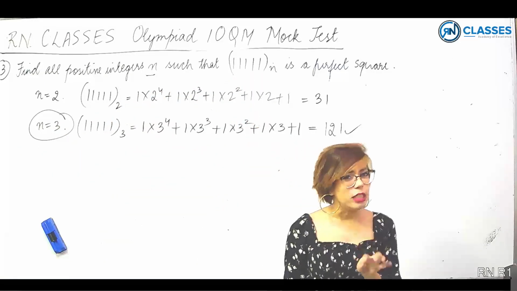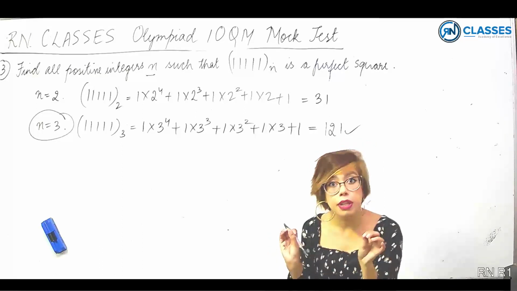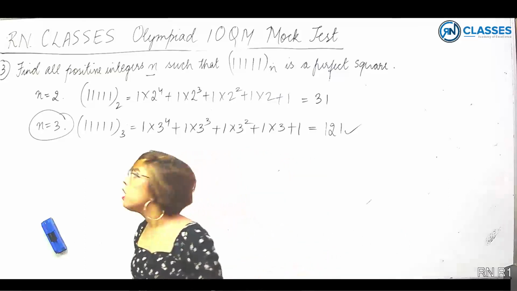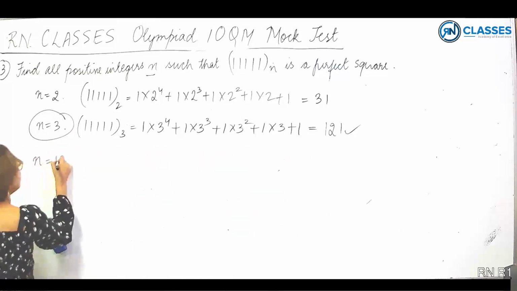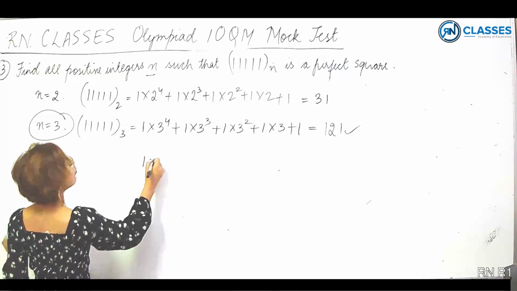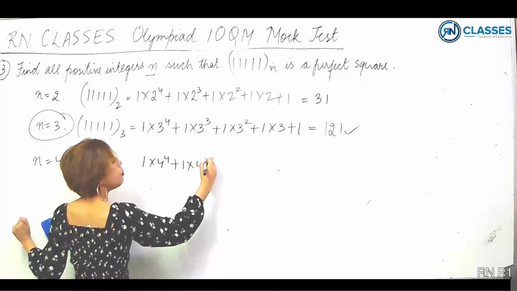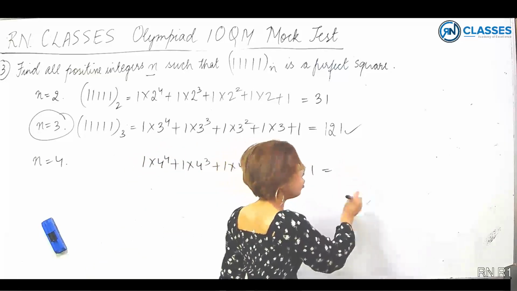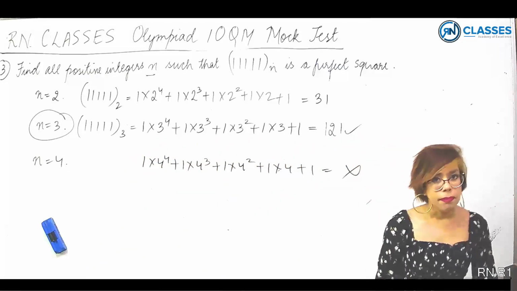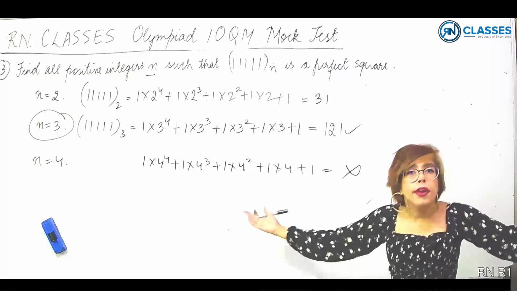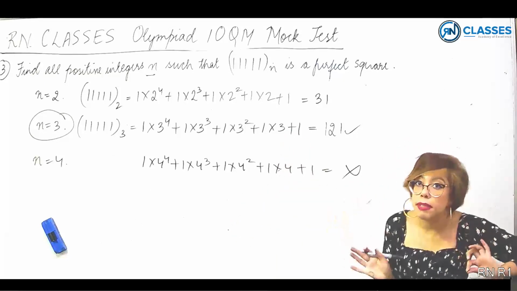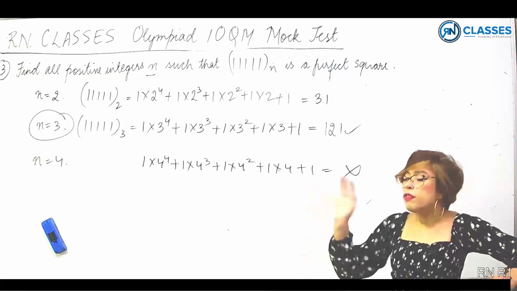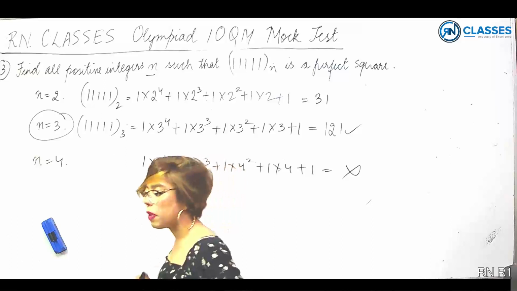Right? At least you found this, because you will get some credit for this. At least you found one number. Right? Then you will try for n is equal to 4. That will be 1 into 4 to the 4 plus 1 into 4 cube plus 1 into 4 square plus 1 into 4 plus 1, which will turn out to be not a perfect square. Right? Then maybe you are trying for the question because you will have the full 15 minutes. You will check for 5, 6 and so on, and you will find that none of those numbers actually give you a perfect square.